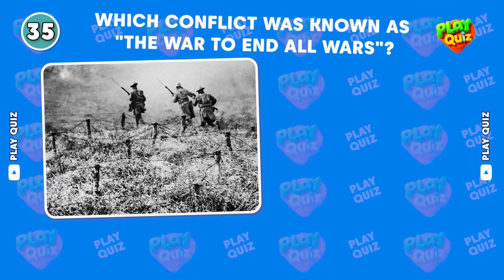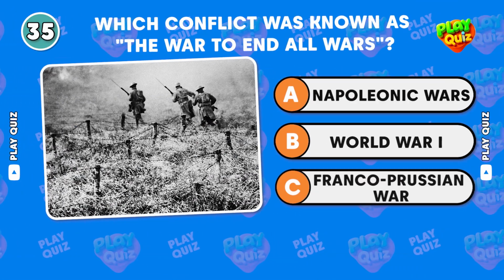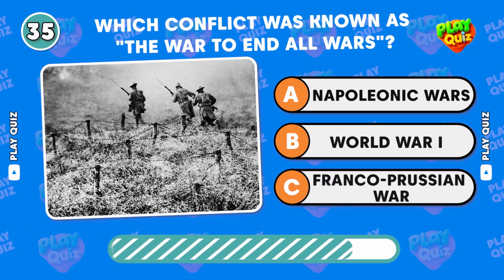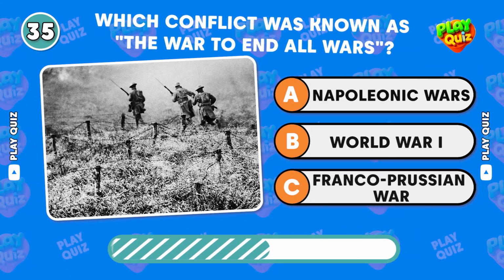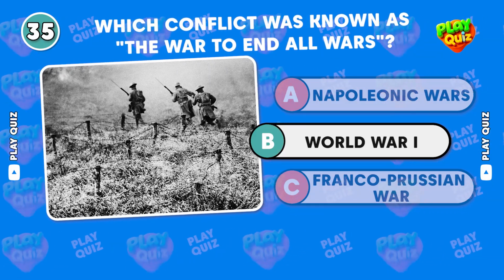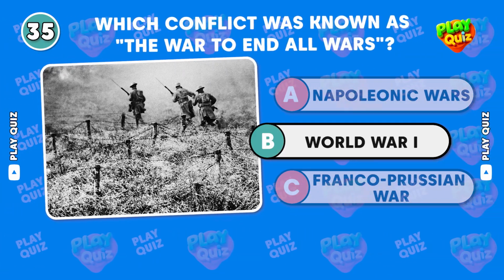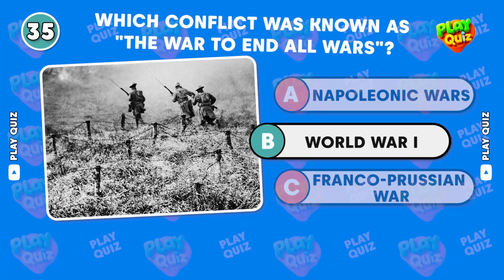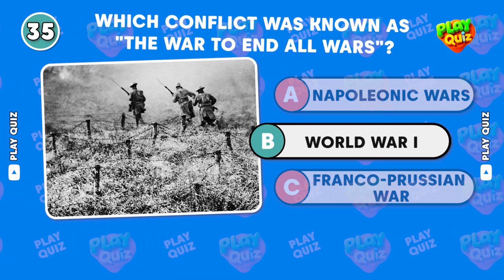35. Which conflict was known as the War to End All Wars? Correct answer, World War I. This nickname reflected hopes that WWI's devastation would prevent future wars, though it was not to be.